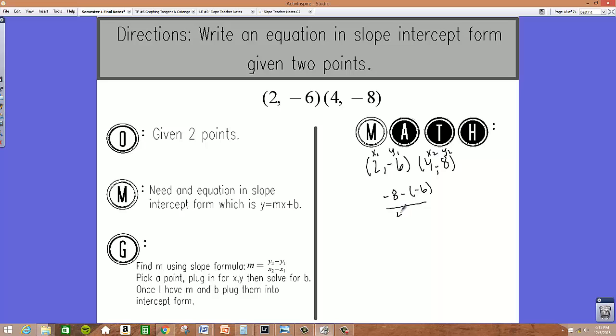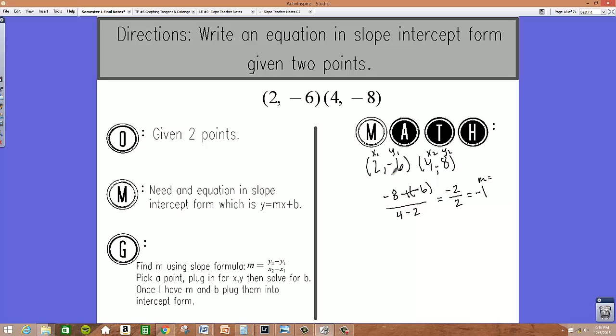Then we do the denominator, 4 minus 2. When we simplify this, -8 minus -6 will turn into -8 plus 6, which reduces to -2. 4 minus 2 is 2, so our slope will be -1. The next thing we're going to do is pick a point and find our b value.